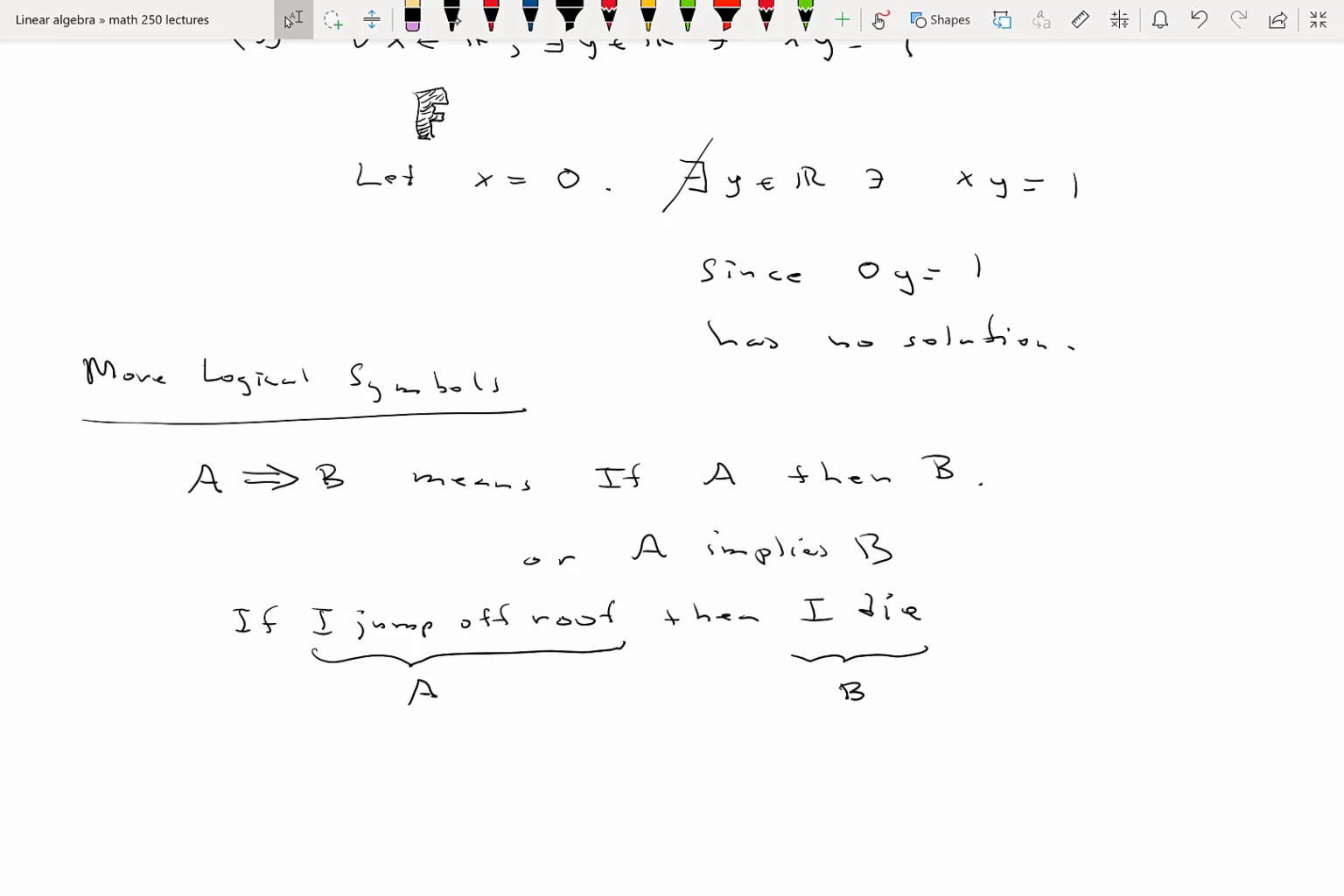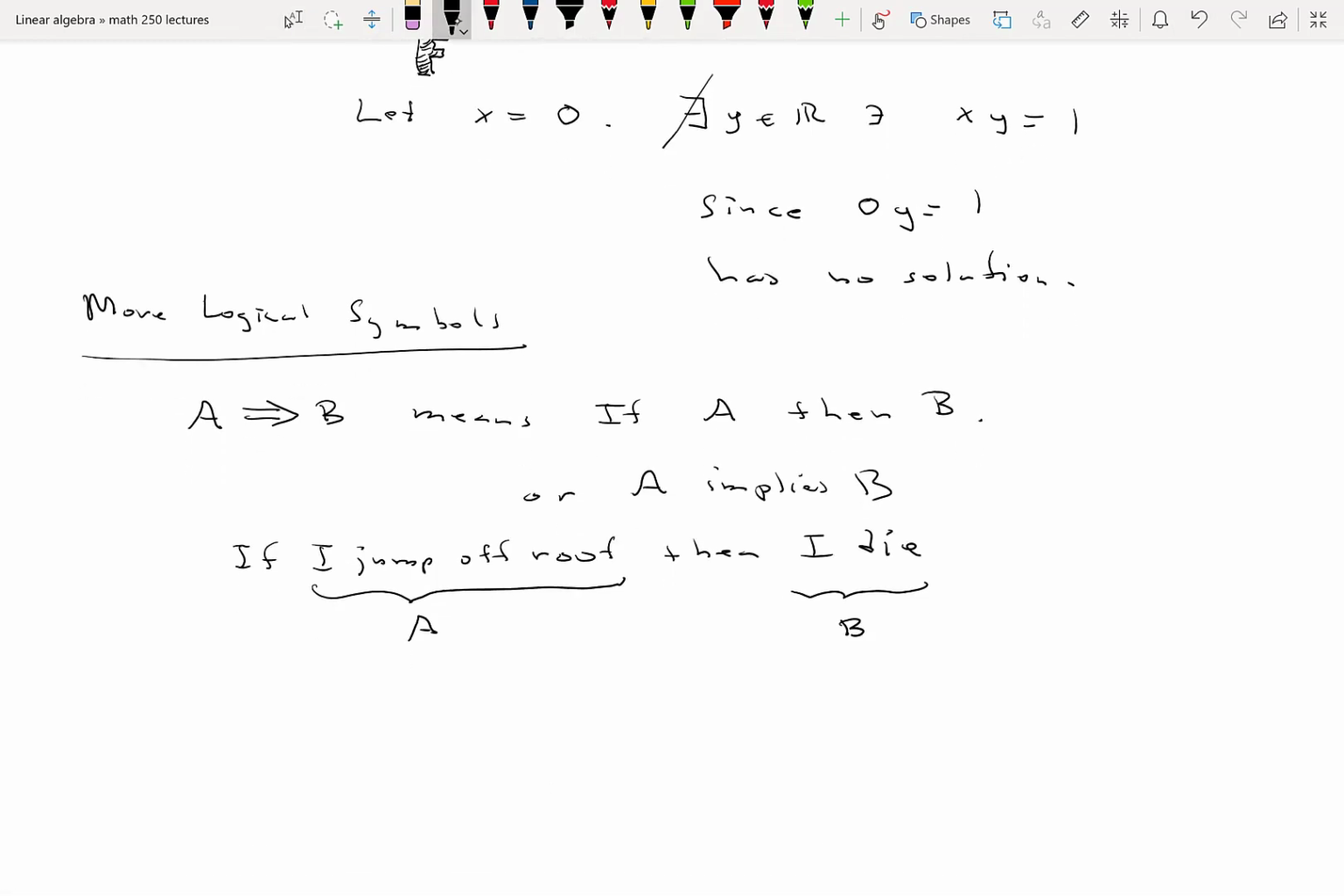Everything living dies, including me eventually, hopefully a long way off. If I die, it doesn't necessarily follow that I jumped off a roof. I don't plan to go that way. You cannot reverse if-then statements.